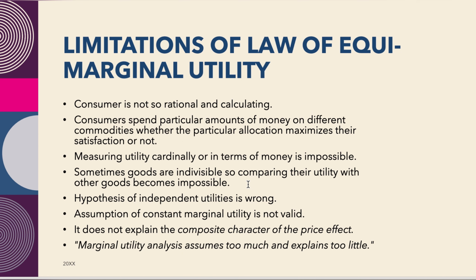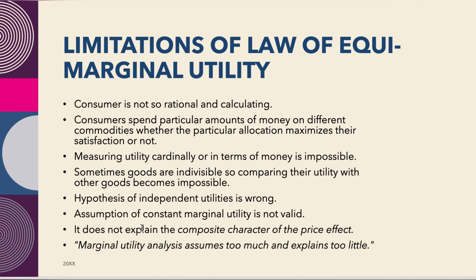Hypothesis of independent utility is wrong. We cannot say that the utilities of different goods are independent of each other because here we are ignoring network externalities or the effect that substitutes and complementary goods have on each other. These goods are related and their utilities are not independent of each other, they depend on each other. So, this theory also holds wrong when we talk about network externalities or substitutes or complementary goods.